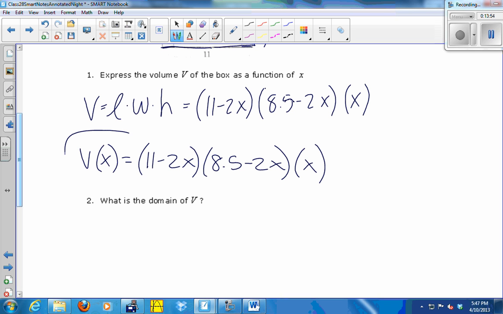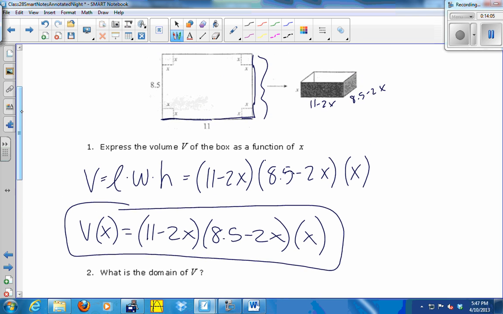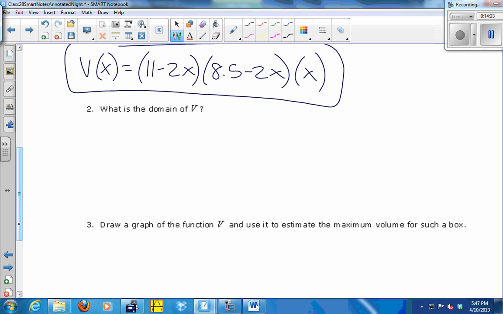So then what's the domain of V? What values of x make sense to plug into that function? Like, what's the smallest x that makes sense given the physical constraints of this problem? 1? Or something bigger than 0, yeah. So I think that's probably why you were thinking 1. But you could also do like a 1/2 inch, something smaller. Yeah, so something bigger than 0.